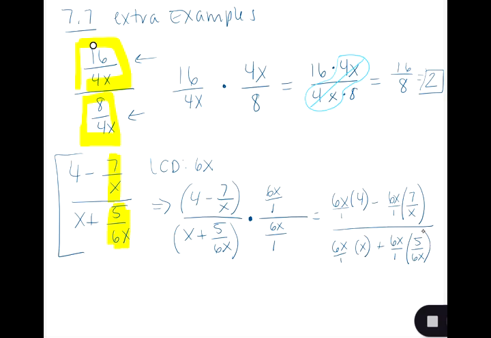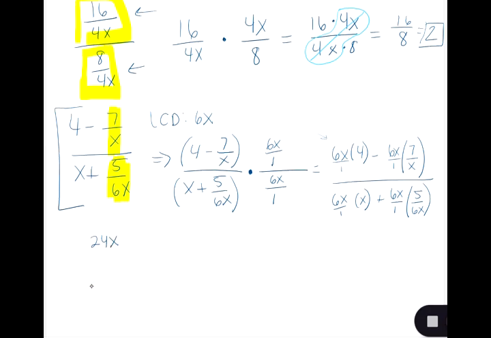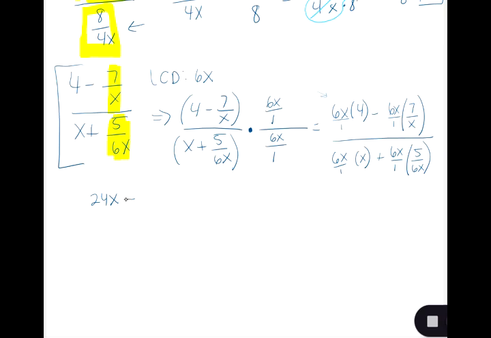Okay, now I'm just going to multiply each term individually, right? So I'm going to start with this one up here, and work my way around. So 6x times 4 gives me 24x minus 6x times 7 is 42x over x. And I'm just going to go ahead and multiply it out this time. If you feel comfortable canceling, you can do that here, but I'm going to multiply it out and show you how it cancels from there. 6x times x is going to give me 6x squared. And then I have 6x times 5, so that's plus 30x all over 6x, right?